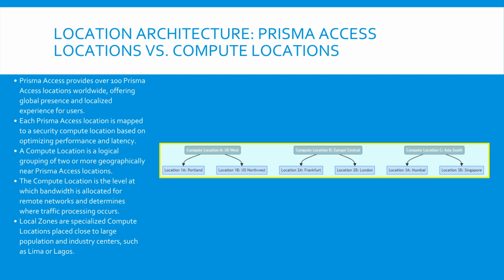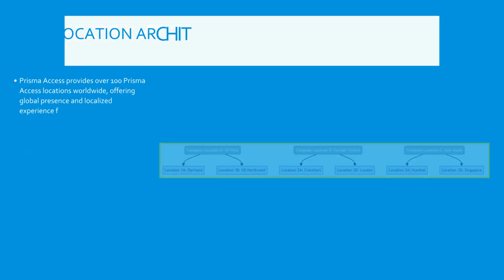The key takeaway is that traffic entering any of the individual locations within that group is processed within the resources dedicated to that compute location. This mapping is strategically designed by Palo Alto Networks for optimized performance and low latency for the end user. When configuring remote networks, bandwidth capacity is set for the entire compute location, allowing dynamic sharing among all connected sites within that group. This organizational structure is fundamental to Prisma Access scalability and efficiency across its massive global footprint.